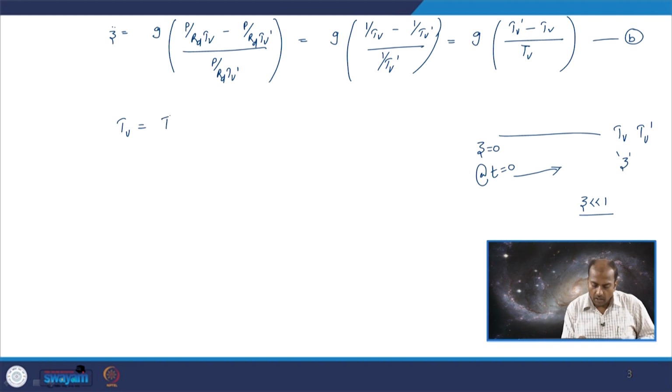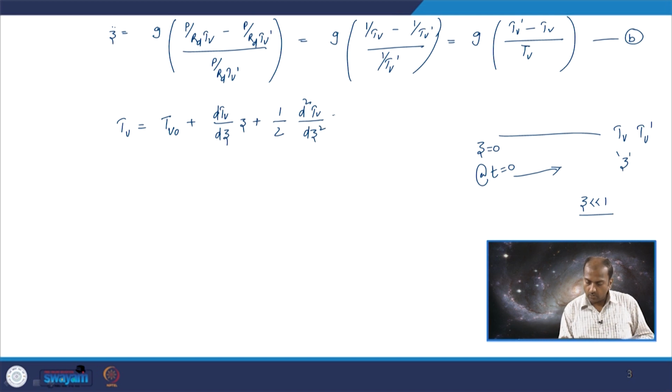So TV is TV0. TV0 is the temperature at Z is equal to 0, right. So TV0 plus the rate at which TV changes with Z, times Z, plus half d square TV by dz square times Z square, right. So similarly, this is for the environment, and similarly for the air parcel.